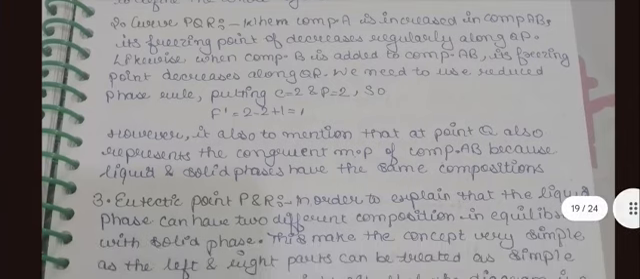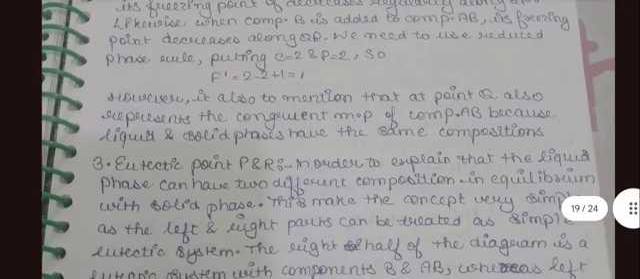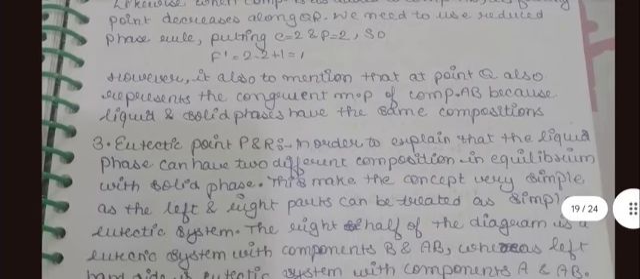Curve PQR. When compound A is added to compound AB, its freezing point decreases regularly along QP. Likewise, when compound B is added to compound AB, its freezing point decreases along QR. We need to use the reduced phase rule, putting C equals 2 and P equals 2. So F dash is equal to 2 minus 2 plus 1, which is equal to 1.